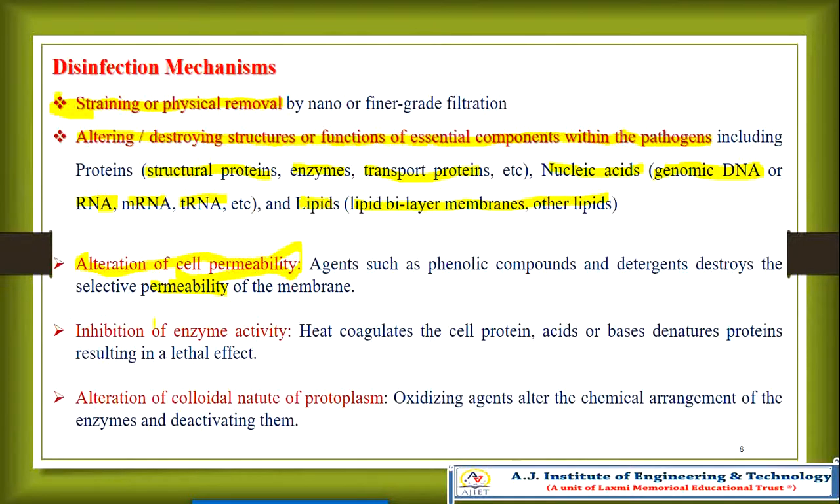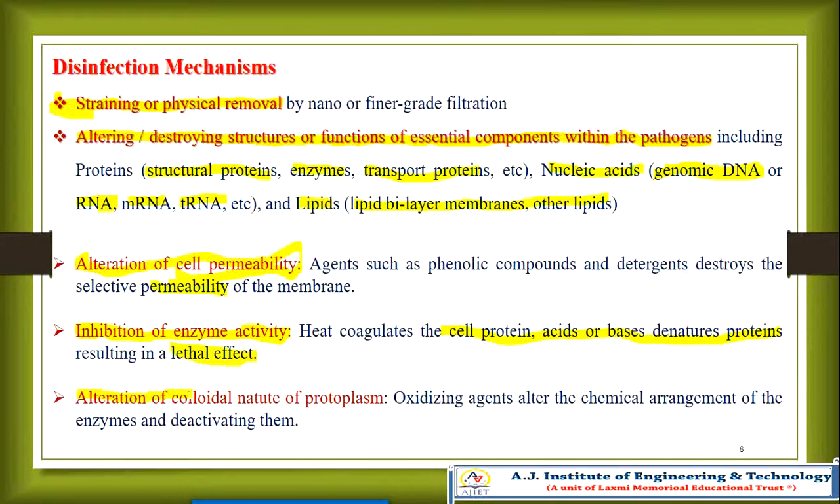Inhibition of enzyme activity. We are trying to do inhibition of enzyme activity under the alteration mechanism. Heat coagulates cell proteins, and acids or bases denature proteins, resulting in lethal effects. This causes lethal effects, thus the disinfection process is done. And then alteration of the colloidal nature of protoplasm.